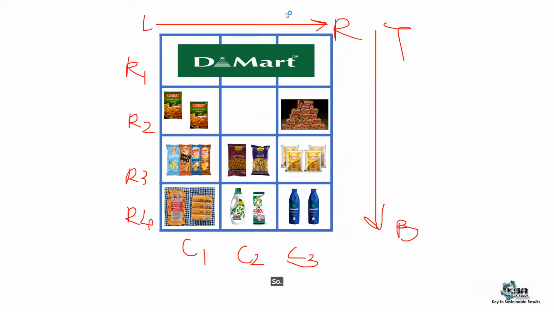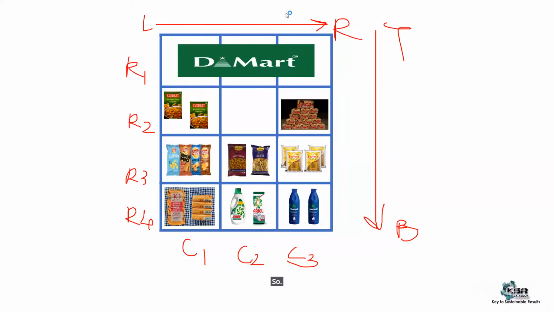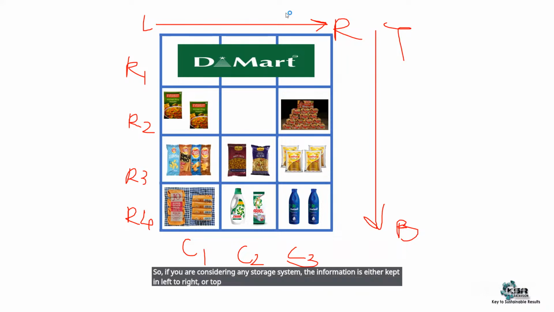So whenever you are considering a database, the database has to be clearly in table format, right? Whichever information would be dumped into the database. What is a database? It is a storage system. If you are considering any storage system, the information is kept either left to right or top to bottom, which are nothing but rows and columns.